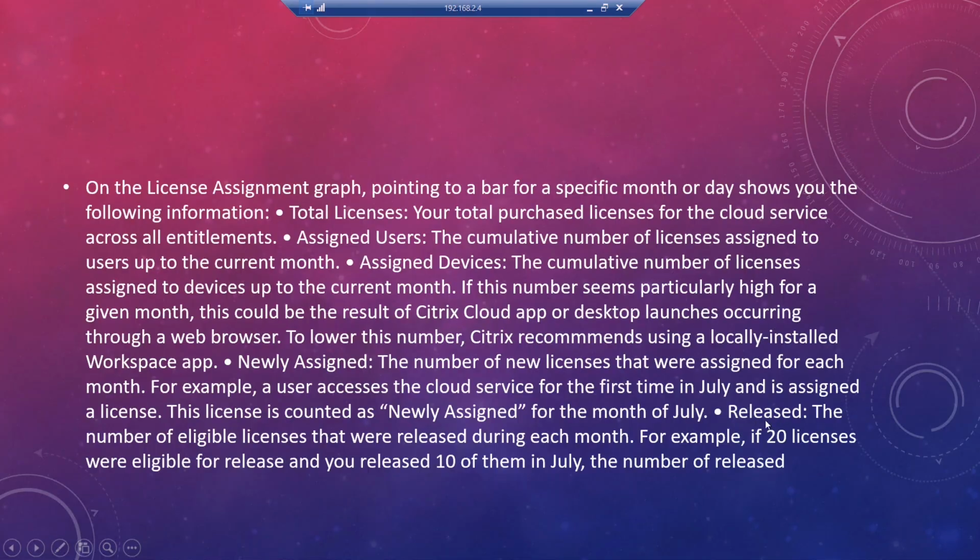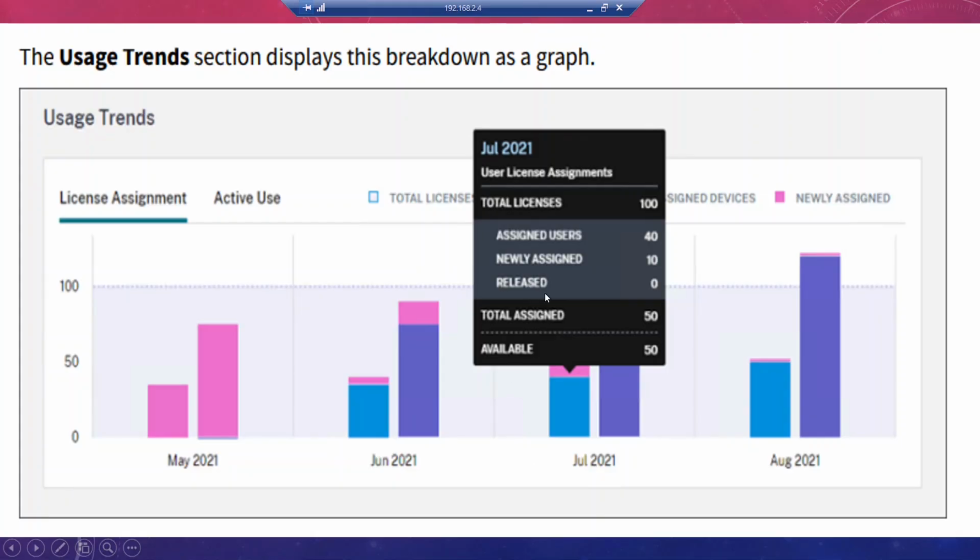Released. If you see here, released, the number of eligible licenses that were released during each month. For example, if 20 licenses were eligible for release and you released 10 of them in July, it will also show the number of licenses that were released. We can also release licenses actually. Let's say there are some users who have left the organization. In that case, we can release the licenses as well.